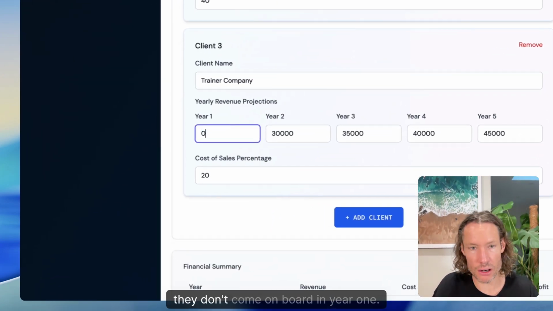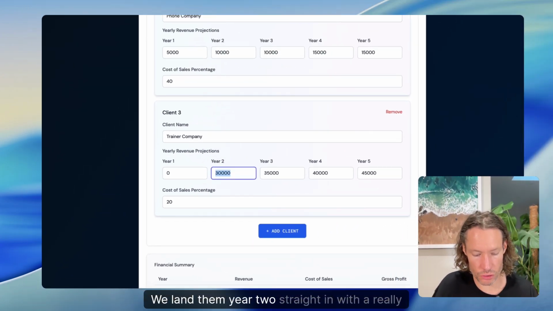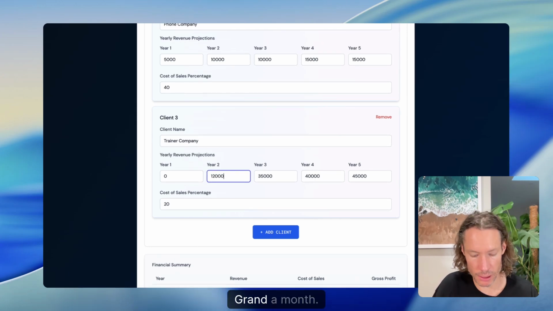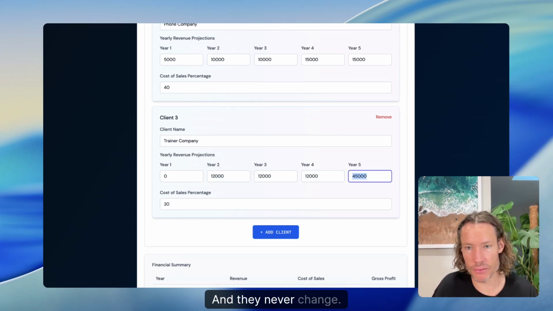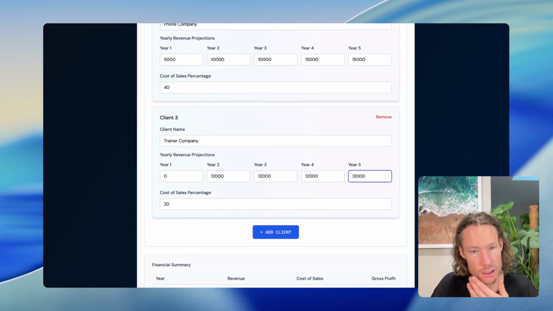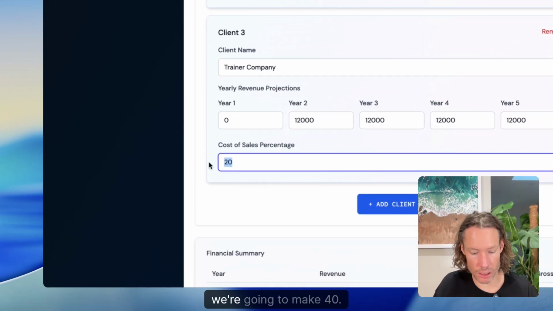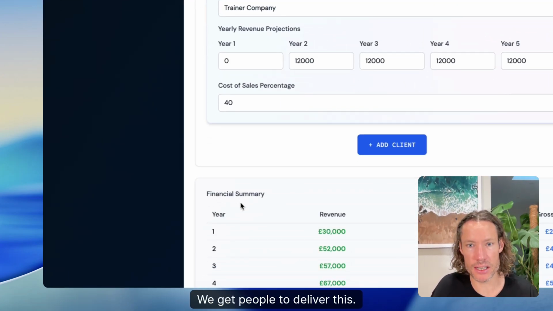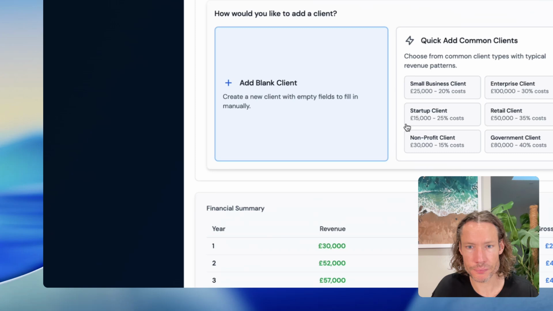So the trainer company, they don't come on board in year one. We land them year 2, straight in with a really nice project. £1,000 a month, perfect. And they never change. They just stay £1,000 a month. And cost of sales, again, we're going to make 40. We get people to deliver this. Let's add one more customer.